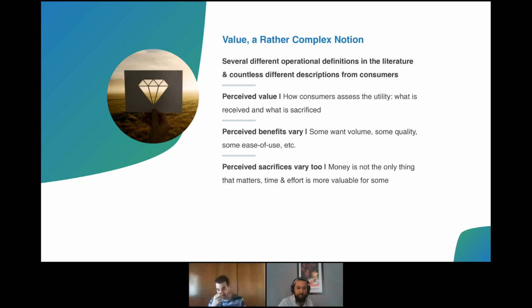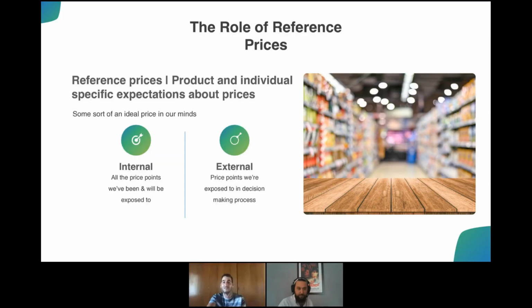If we take a look at the receivable part, the benefit part, these may really vary. Perceived benefits really vary. For example, some consumers want volume, some customers want quality, and some obviously ease of use. You can count literally countless benefits. And at the other end, sacrifice doesn't necessarily only mean monetary. You don't only spend money to get some value out of a transaction. Time and effort or various other things can also be exchanged. So perceived value, in a very simplistic way, is balancing these two sides of benefits and sacrifices. I think this simplistic understanding is crucial.